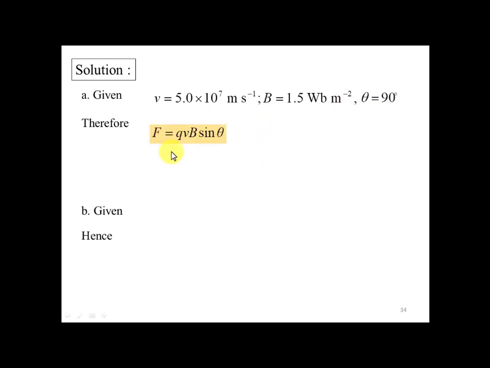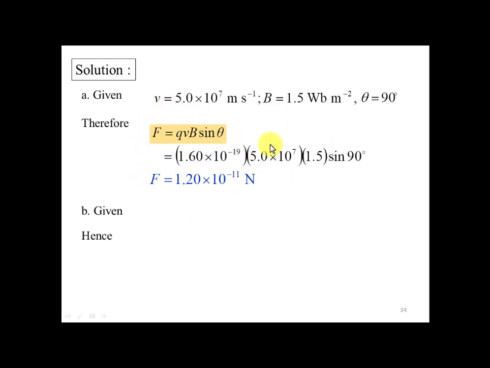Therefore, using the formula qvB sine theta, you just substitute q given as positive 1.6 times 10 to the power of negative 19, v is 5 times 10 to the power of 7, B is 1.5, and theta is 90 degrees. So you should get 1.2 times 10 to the power of negative 11 Newton.